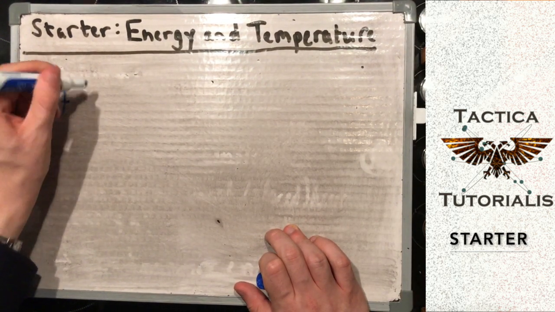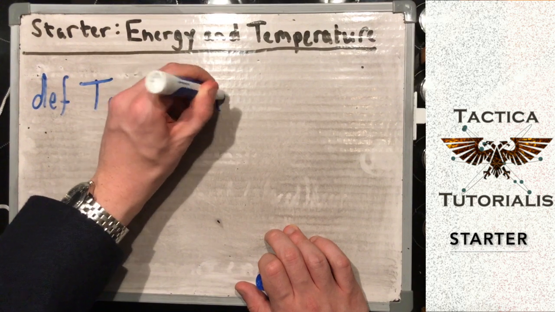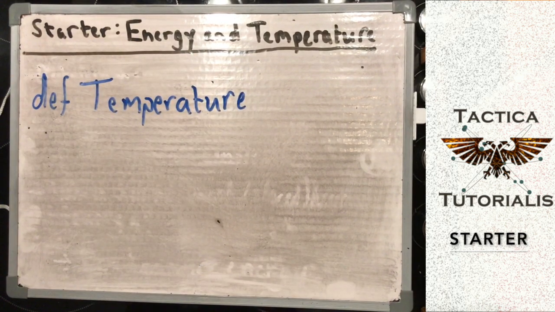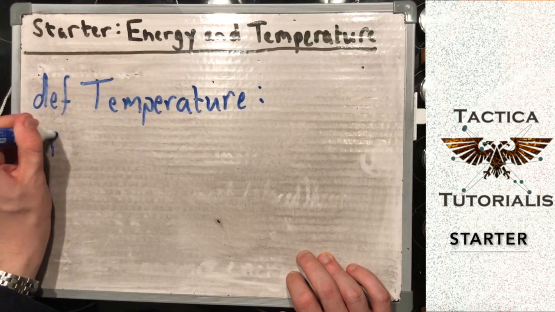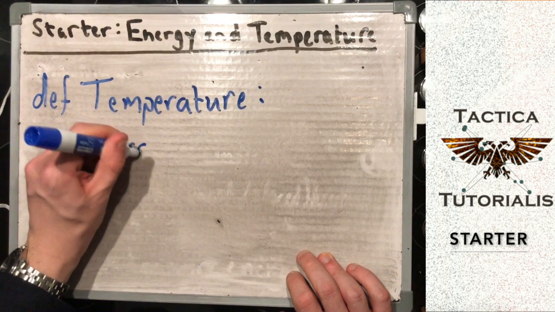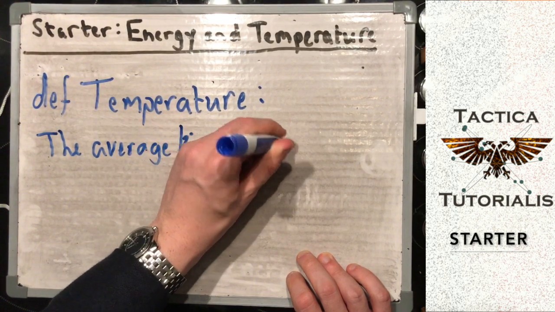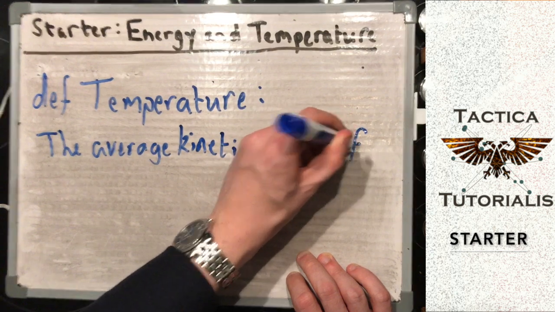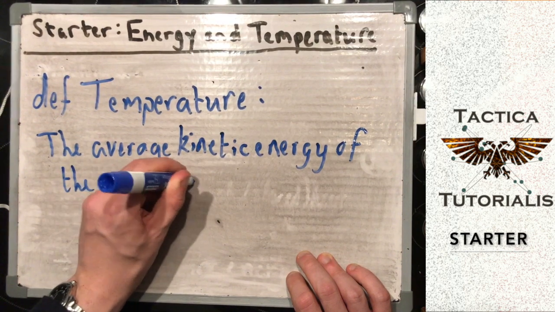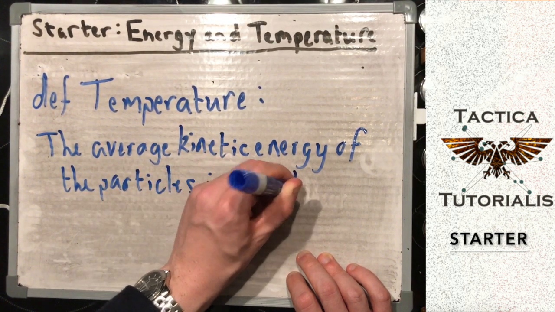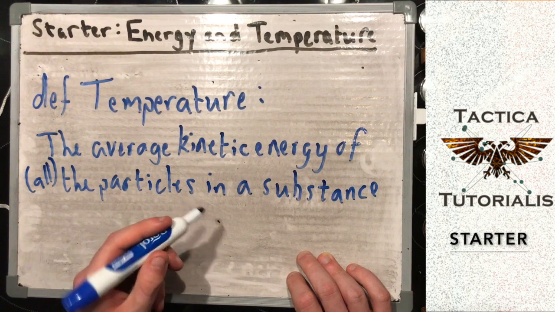And that is what you'd call the definition of temperature. So define temperature. I write DEF sometimes in shorthand for define, because I did coding when I was at university, and that's the shorthand for coding. So temperature is defined as the average kinetic energy of the particles in a substance. And that really should say all the particles in a substance.